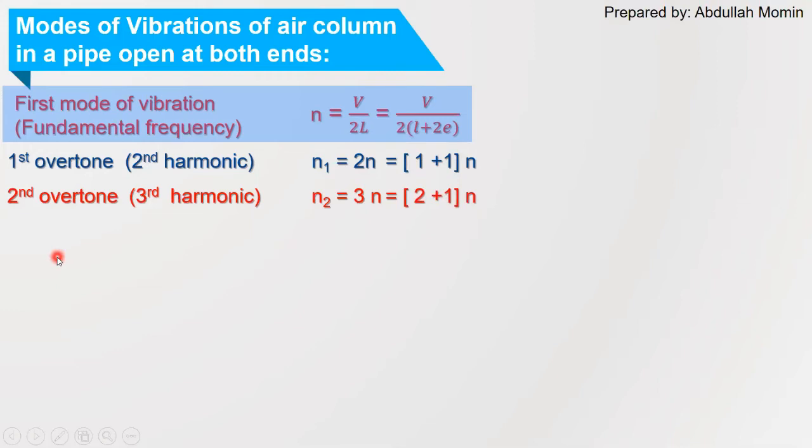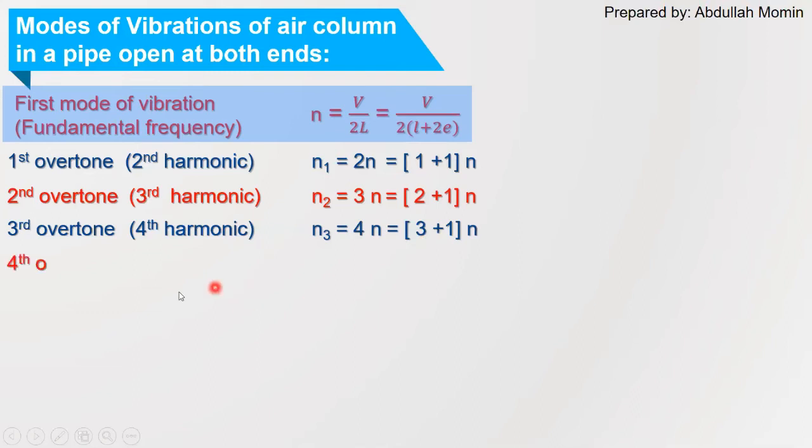Now if we calculate the frequency of the third overtone, which will be the fourth harmonic, we will get N3 as 4n, and this 4 can be written as 3 plus 1. So we have to draw the conclusion. That's why I am writing here 1 plus 1. Instead of 2, we are splitting this into 1 plus 1. We are splitting this 3 as 2 plus 1. We are splitting this 4 as 3 plus 1. We have to draw the conclusion.